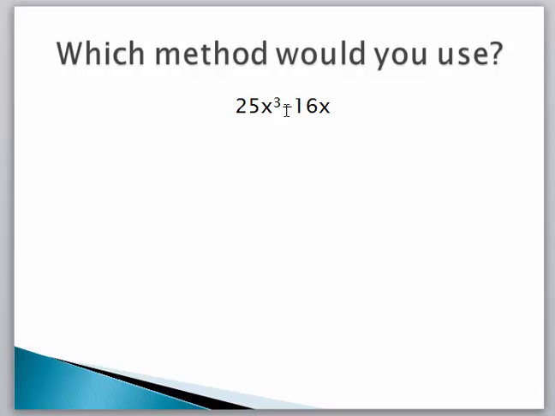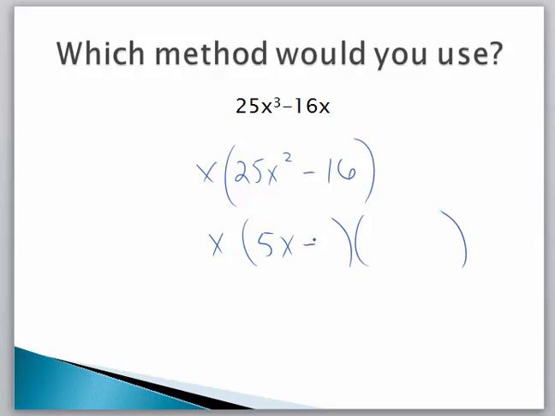How about this case? It looks similar to the last one, but I can see that there's a common factor. We always look for the common factor, in this case x. So I factor out the x, leaves me with 25x squared minus 16. That should look familiar because that one we just factored. Okay, so in this case I'd have to go a step further and then factor the difference of squares after I've factored out the greatest common factor.